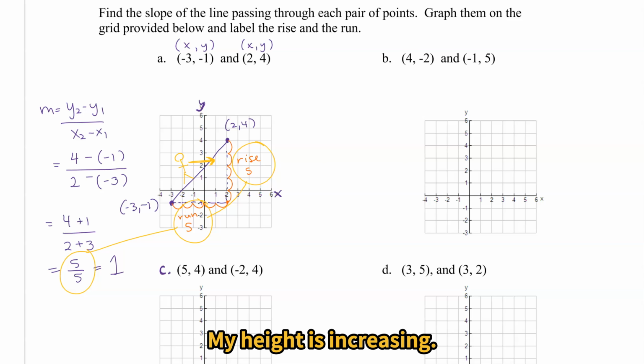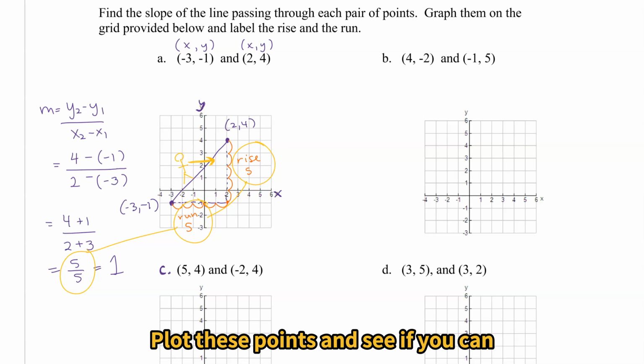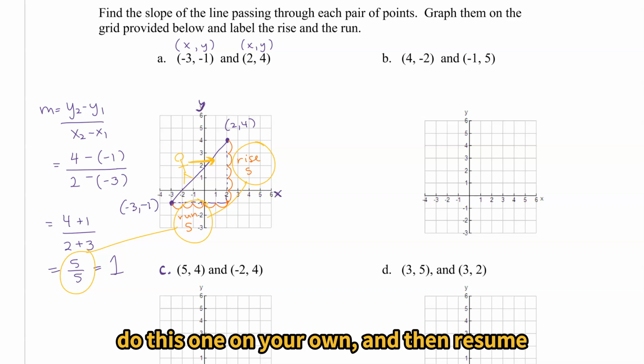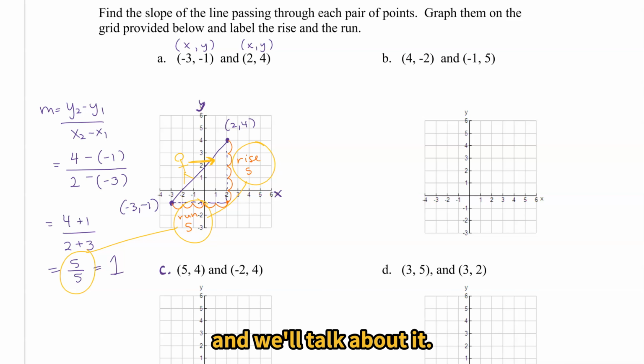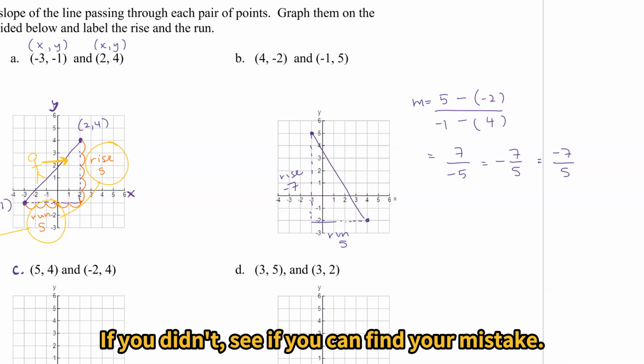My height is increasing. Let's take a look at B, the one on the right. Plot these points and see if you can do this one on your own, and then resume and we'll talk about it. Did you get -7/5 for B? That's right. If you didn't, see if you can find your mistake.